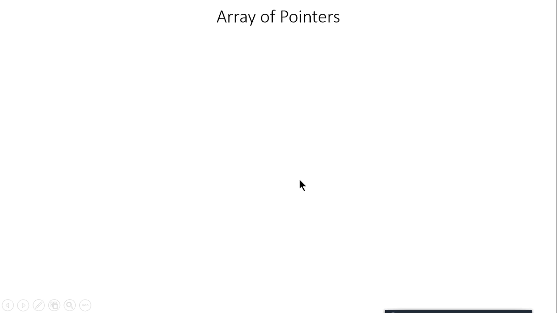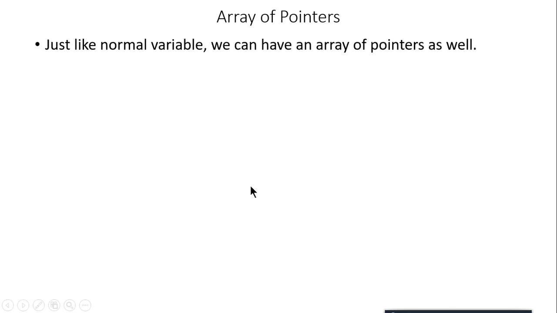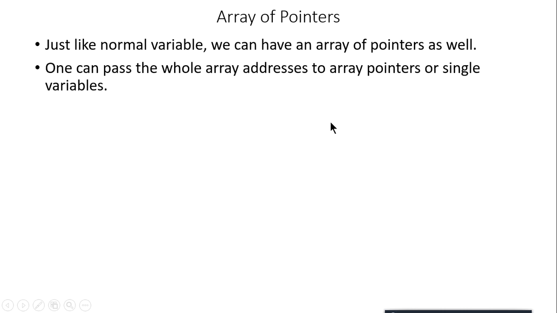Arrays of pointers. Previously in the video I told you how to declare a pointer. What we do is int *p, a variable is declared. But what if we want to create an array of pointers, that is more than one pointer? Just like a normal variable, we can have an array of pointers as well. One can pass the whole array's addresses to array pointers or single variables. That is, once you have your array of pointers, you can pass the whole array or you can pass individual elements, individual variables, to this array.